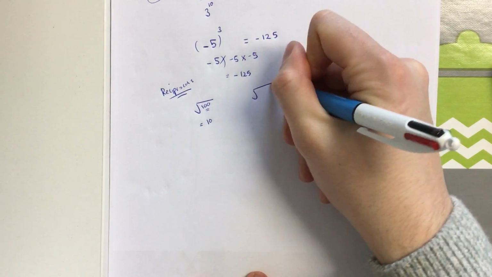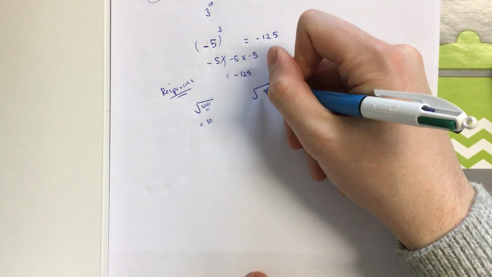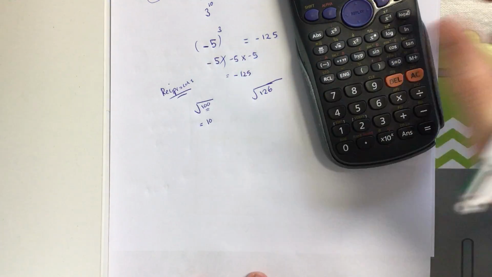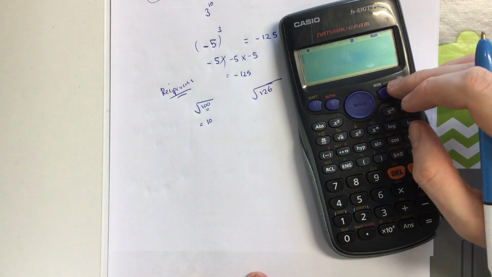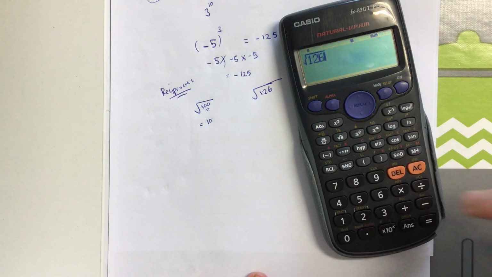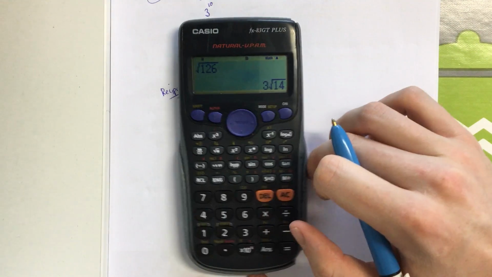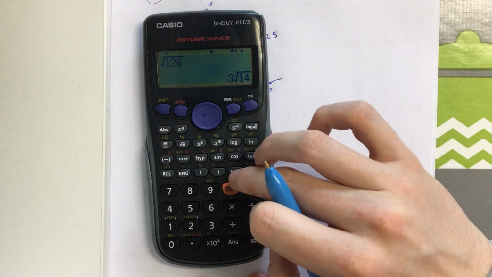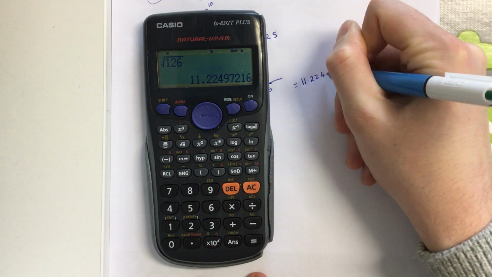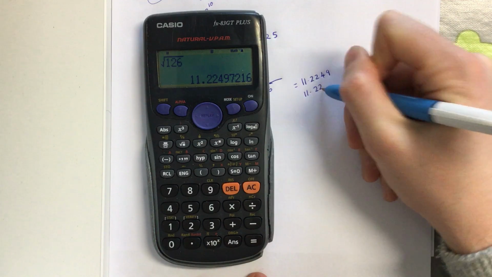You could also end up with values which are more awkward, and you have to use your calculator. For example, if I have the square root of 126, there's no number I can think of multiplied by itself that gives me 126. So I'll use my calculator. Square root of 126 equals 3 square root of 14. I'm going to press S to D and I get a value of 11.2249. I'll round it to 2 decimal places, 11.22.